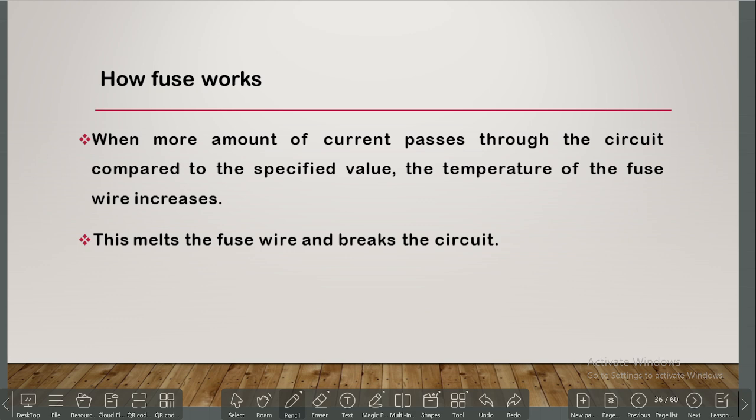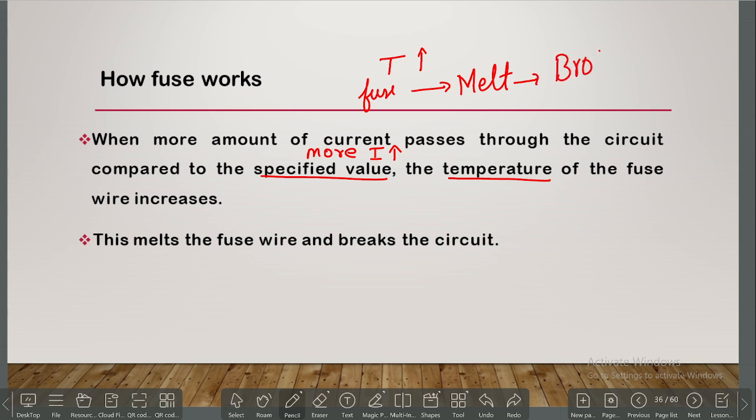Whenever more current passes through the circuit compared to the specified value, the temperature of the fuse will start to increase. Due to the increase in temperature, the thin wire present inside the fuse will start to melt, and once it reaches a certain limit, it will break, and the circuit is considered a broken circuit.